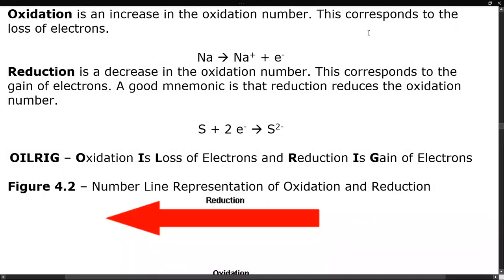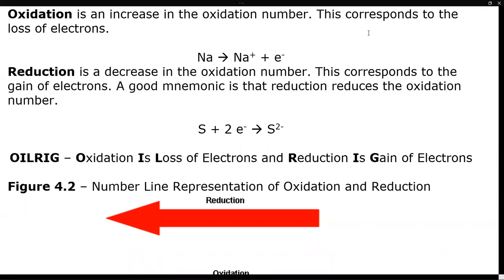So what happens if the oxidation number changes over the course of a reaction? Oxidation is an increase in the oxidation number, which corresponds to a loss of electrons. That is, it's becoming less negative or more positive in terms of the charge or the oxidation number. For example, sodium metal going to sodium +1 and losing an electron is an oxidation.